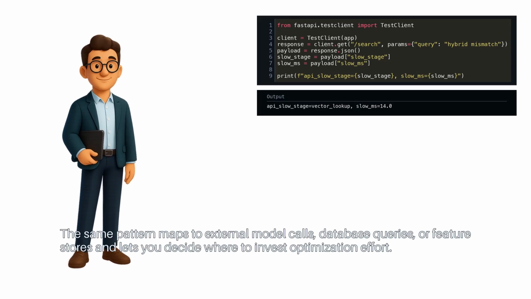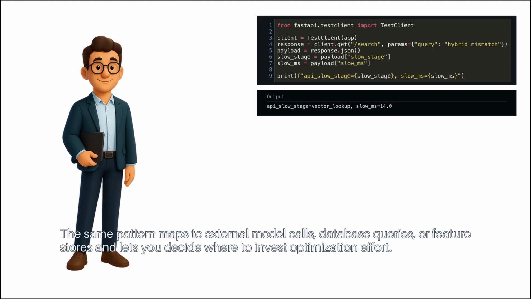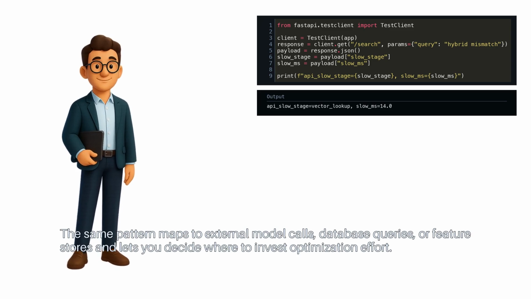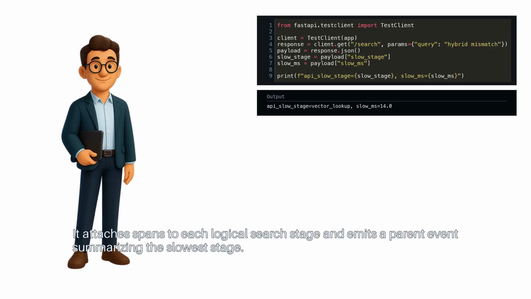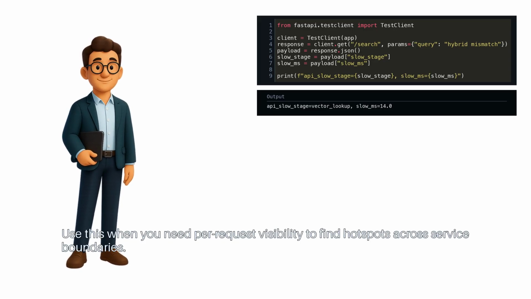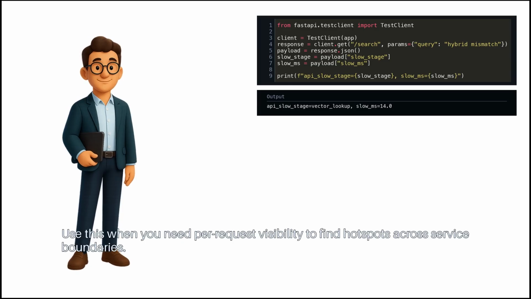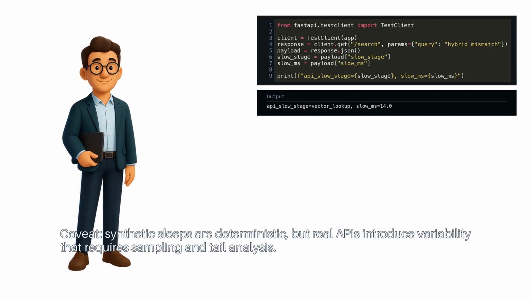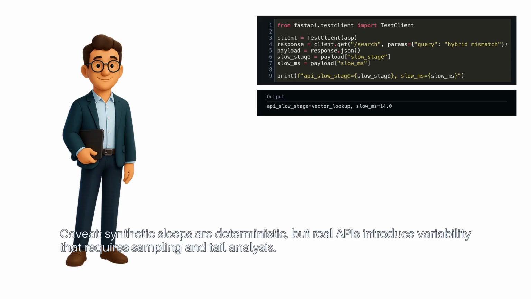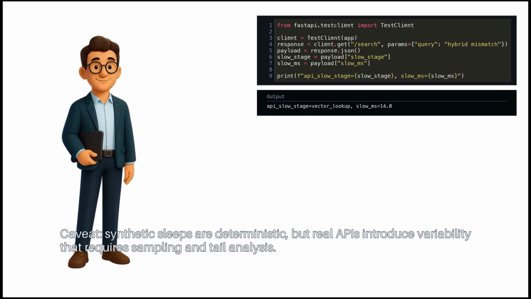The same pattern maps to external model calls, database queries, or feature stores, and lets you decide where to invest optimization effort. Recap. It attaches spans to each logical search stage and emits a parent event summarizing the slowest stage. Use this when you need per-request visibility to find hotspots across service boundaries. Caveat: synthetic sleeps are deterministic, but real APIs introduce variability that requires sampling and tail analysis.